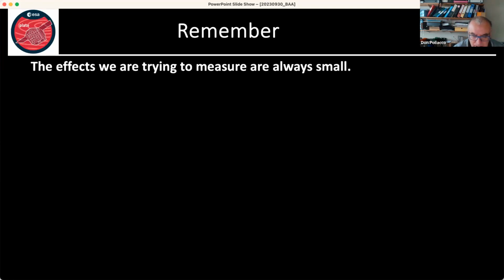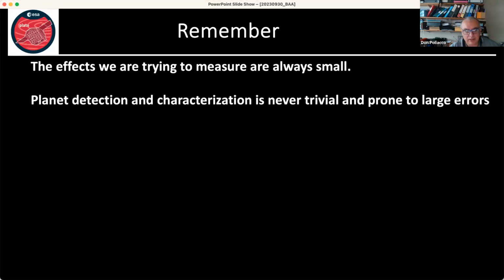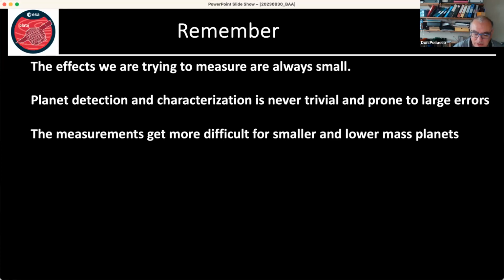And what that really means is that partial transits are hopeless, and transits where you don't really see enough of, let's call it continuum, either side of the transit, are also very dangerous. And that's because you can't really normalize the light curves very well. Anyway, because the things we're trying to measure are small, it's never trivial, and it's always prone to large errors. And as I said, that has a real implication when you're trying to look inside, when you're trying to get compositions. And as you go to smaller and lower mass planets, then the measurements get even more difficult for obvious reasons.